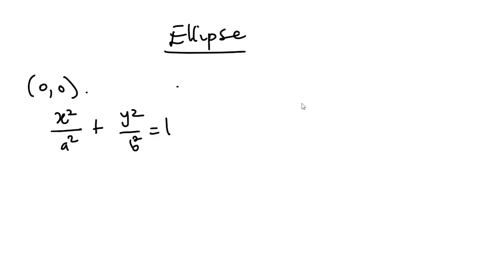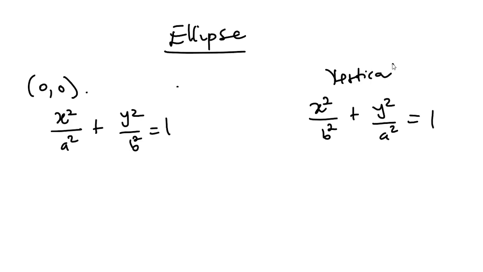And when it stretches vertically, we have x squared divided by b squared plus y squared divided by a squared being equal to 1. So this is vertically and this is horizontally. And all this happens when the center is at the origin (0, 0).